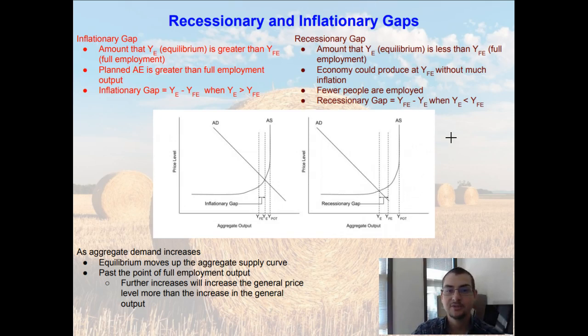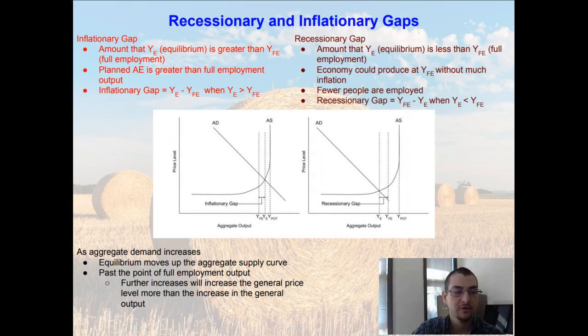So how do we calculate a recessionary gap? Well, the recessionary gap is the full employment output minus the equilibrium output when equilibrium is less than full employment. It's the distance between here and here, whereas our inflationary gap is the distance between full employment and equilibrium whenever equilibrium is beyond full employment. Here it's the distance between equilibrium and full employment when full employment is at a greater output than equilibrium.